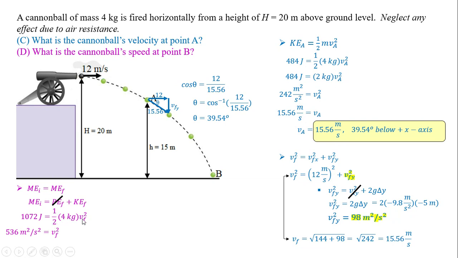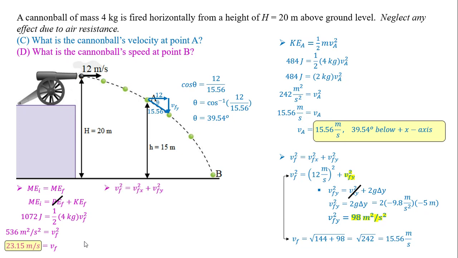But then to get VF squared by itself, I need to divide both sides by 2. So 1072 divided by 2 will give you 536. This is VF squared. So to get VF by itself, you square root both sides. So the square root of 536 will give you 23.15 meters per second. And because it asks for speed, I don't need to provide a direction.